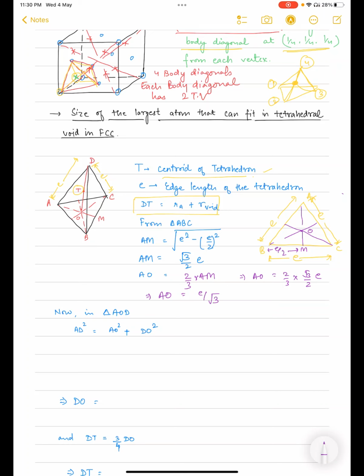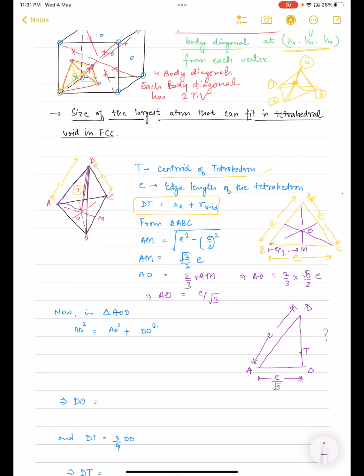Now let us look into triangle AOD, which is this triangle AOD. Let me make another clear view of this. So this looks like this, AOD. This point is T. AO has a length of, as calculated just now, E by root 3. AD is the edge of the tetrahedron, so has a length of E. And we need to calculate DO.